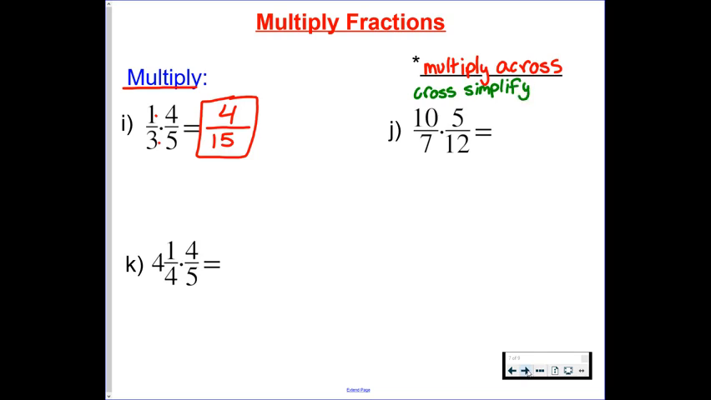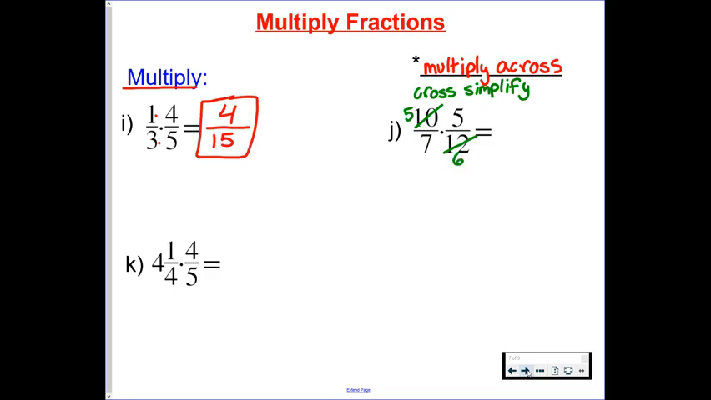Cross-simplify means that you look to the numbers that are across from each other, like diagonally, and see if they have a common factor that you can reduce them by. So, for instance, 10 and 12. Those are both divisible by 2, so I'm going to divide both of those by 2. 10 divided by 2 is 5. 12 divided by 2 is 6.